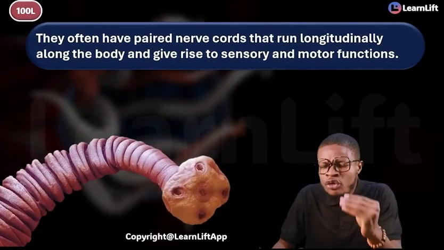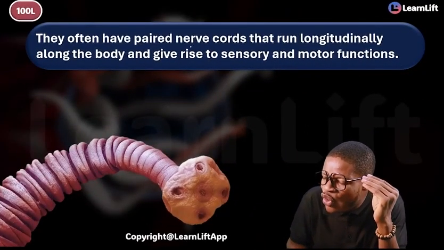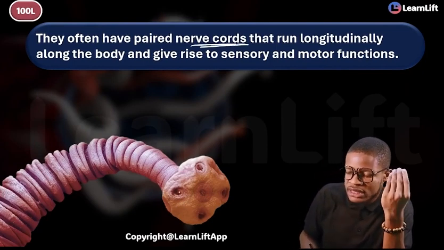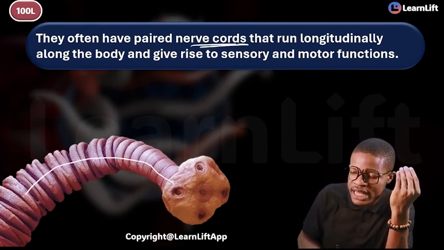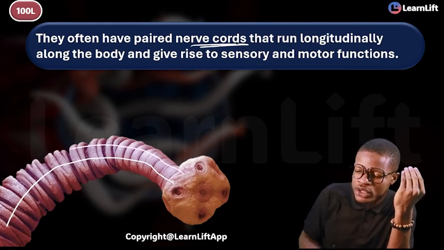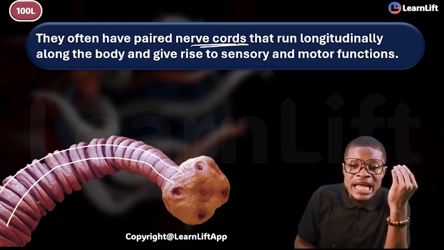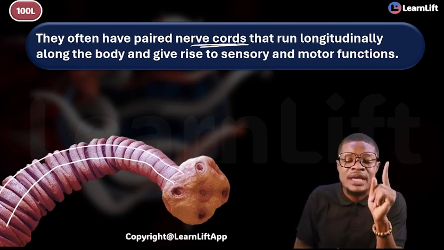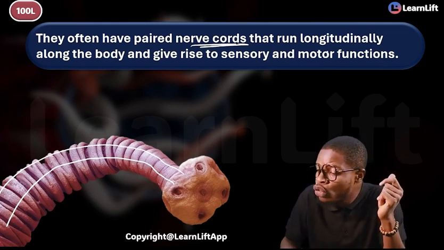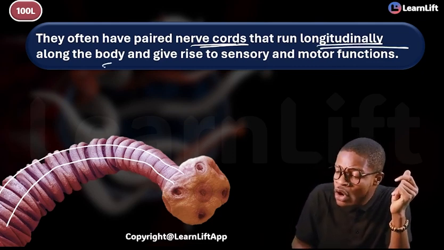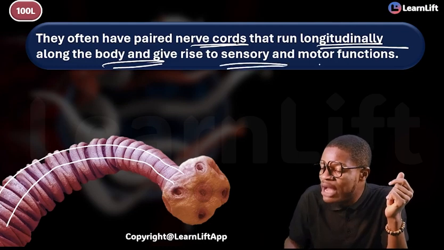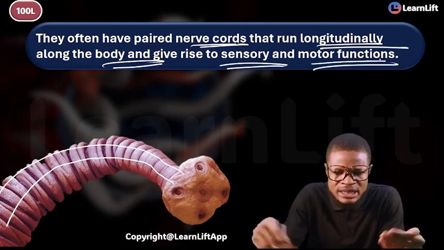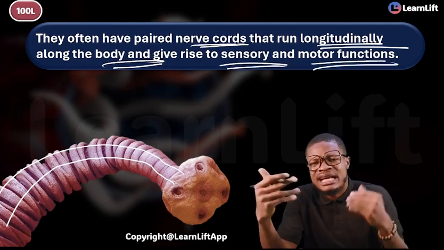These often have paired nerve cords. Meaning, if this is their body, most of the time you see a nerve cord running down, and another nerve cord running down like this. So do they have a singular nerve cord or paired nerve cords? Paired nerve cords that run longitudinally along their body and give rise to sensory and motor functions. So all of these allow them to carry out their sensory and their motor functions.